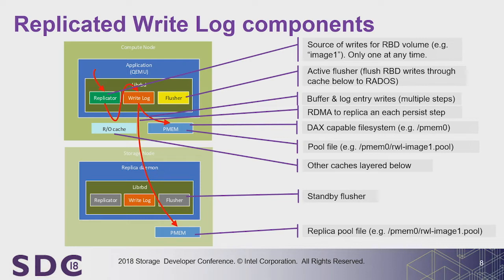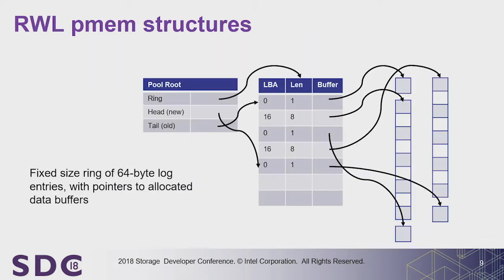Let's see. So the other important note here is that we're using, as we said before, FSDAX. And what that really means is that in this pmem box, that's an NVDIMM with an FSDAX file system in it. And each RBD volume that's open on that client node in the top box has a file for it, basically a pool file in that NVDIMM or pmem pool. So it's laid out like this.